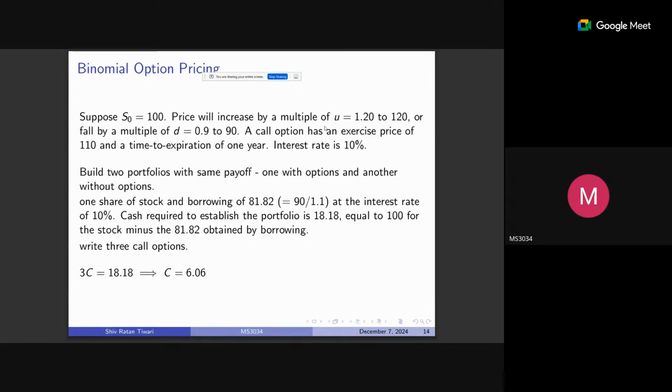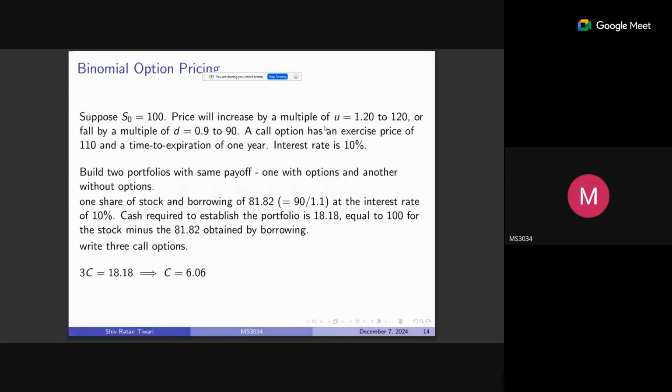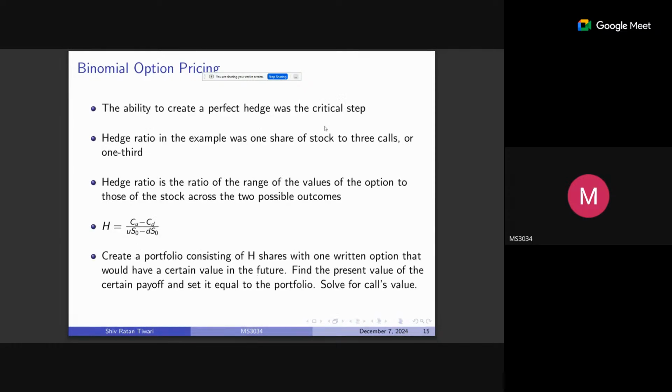The main critical step in this binomial pricing model is that we are able to create a perfect hedge. We are able to find two portfolios which have the same payoff. So we can incorporate both portfolios together, buy one portfolio and sell the other, and we will have a certain payoff in that case. How do we create such a portfolio? For that, one thing we need is the hedge ratio.